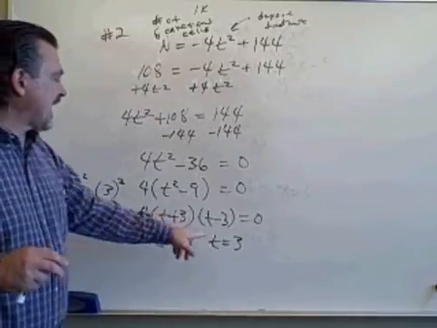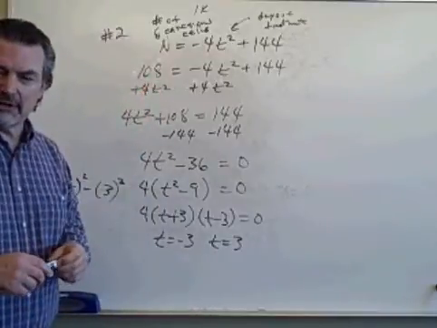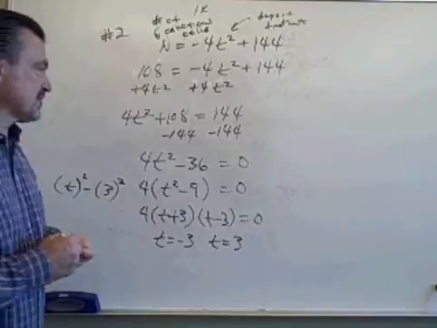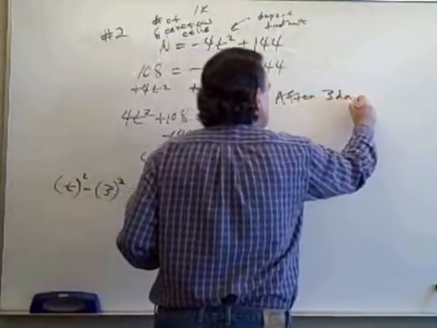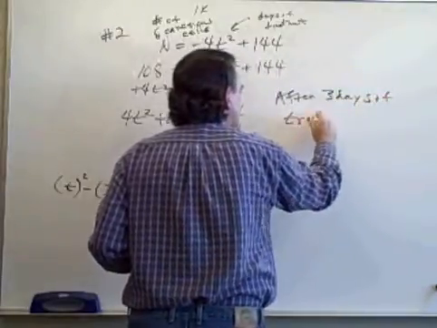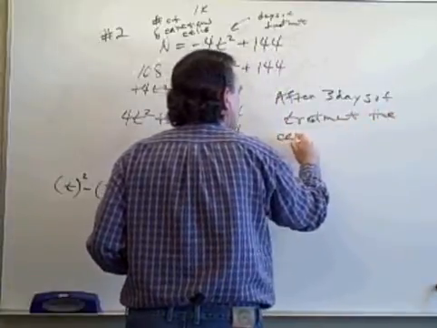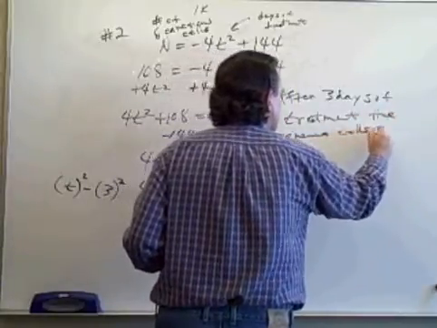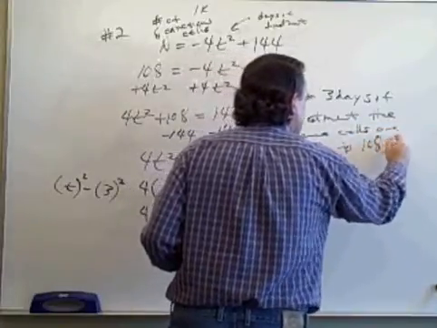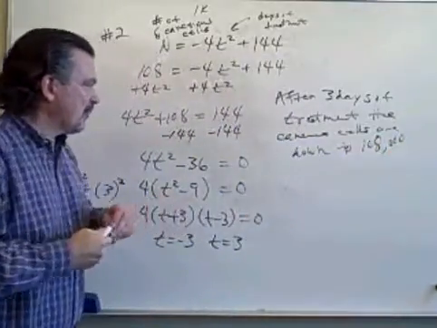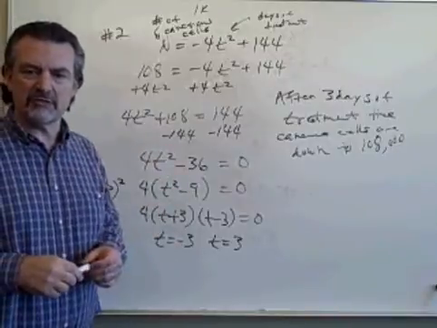That says that after 3 days of treatment, the number of cancerous cells would be down to 108,000. So that's what I would say. After 3 days of treatment, the cancerous cells are down to 108,000. Remember, it's important to put some words with the numbers that you've found to make the numbers meaningful in a word problem.